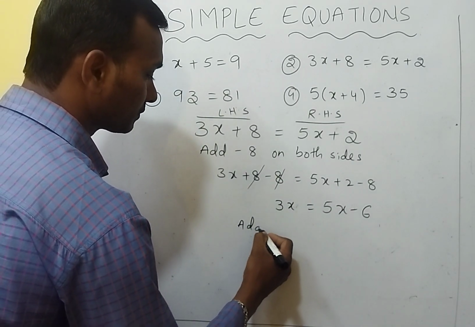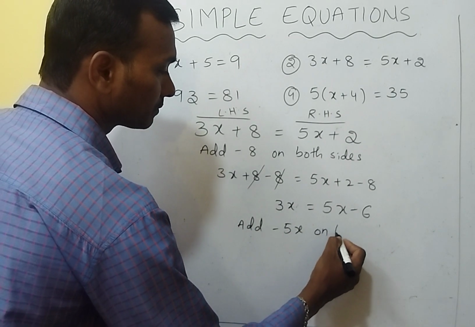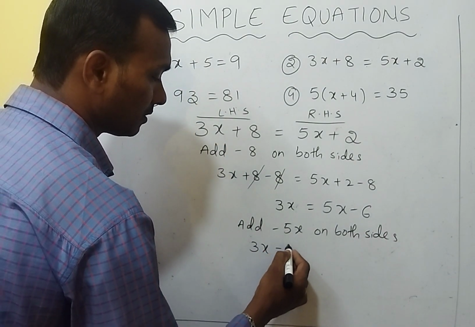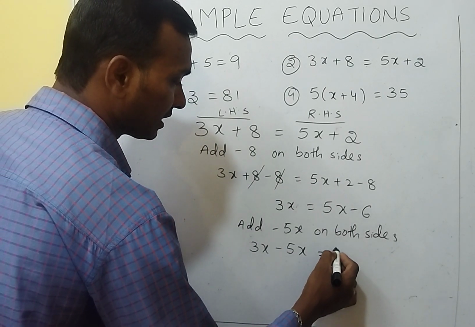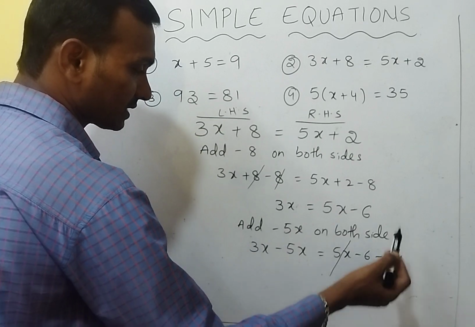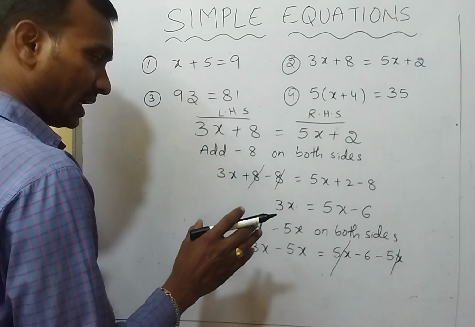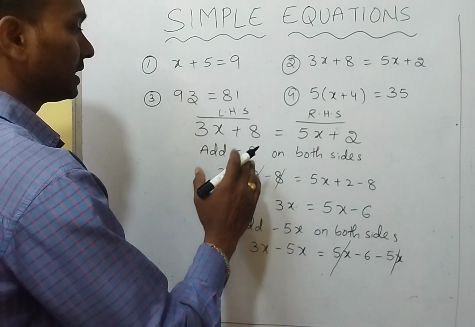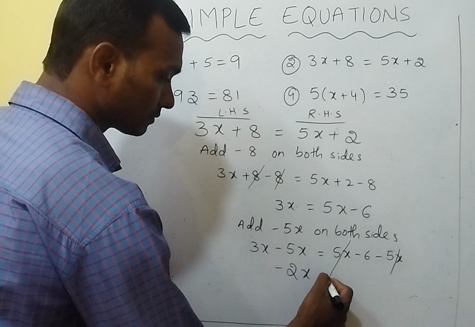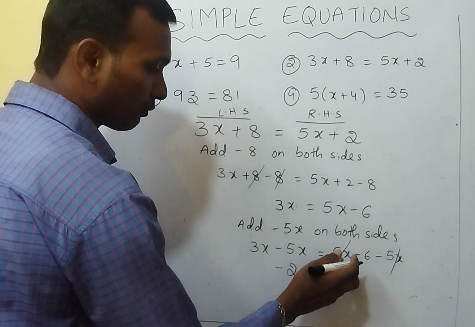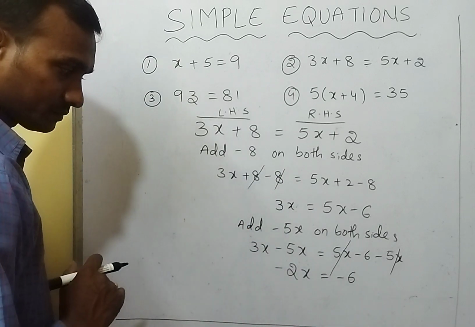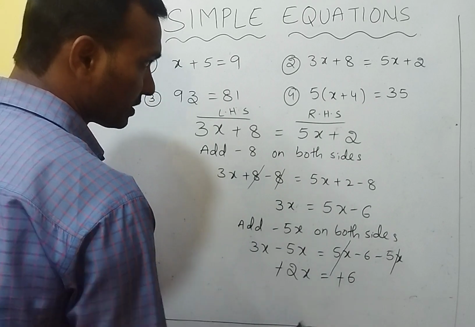Add minus 5x on both sides. That is 3x minus 5x equals 5x minus 6 minus 5x. The 5x and minus 5x cancel. On the right hand side only a number should be there, and on the left hand side the variable should be there. So here the difference is minus 2x. On the right, 5x minus 5x becomes 0, and we are left with minus 6. Here minus 2x equals minus 6. Now the negative on both sides we can cancel.